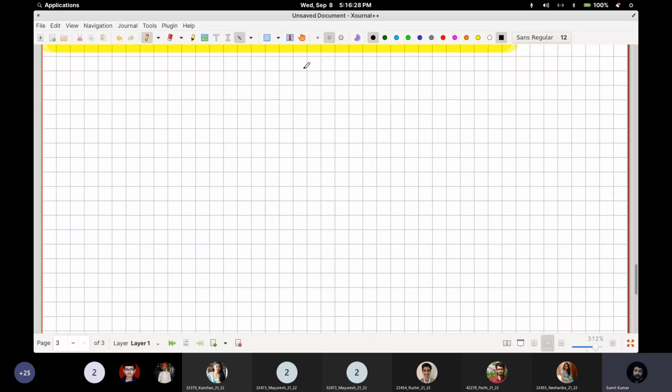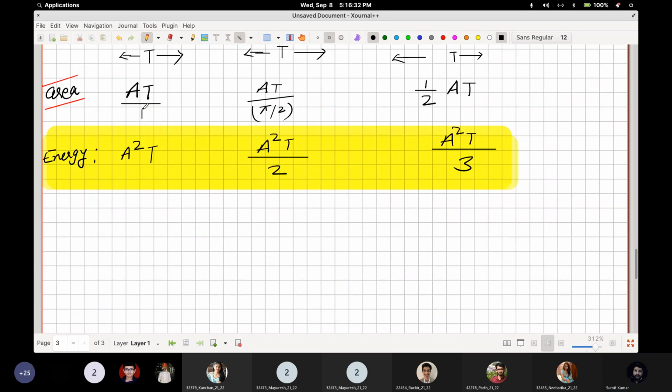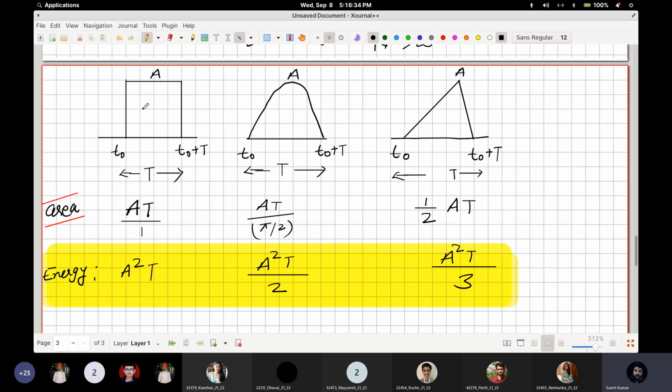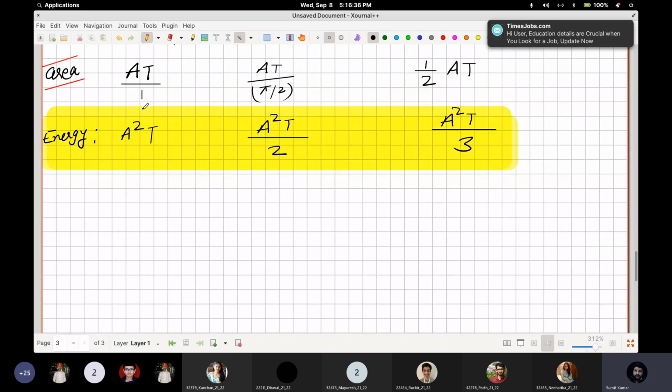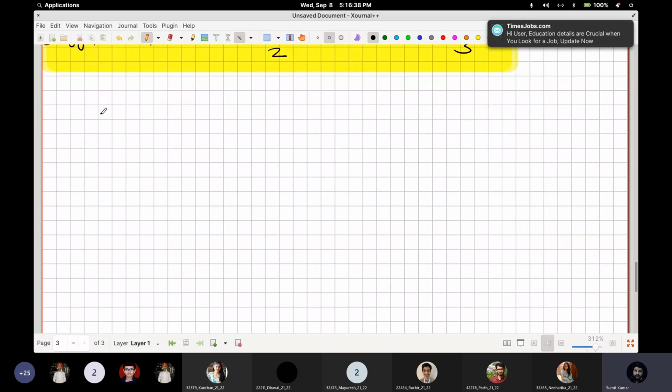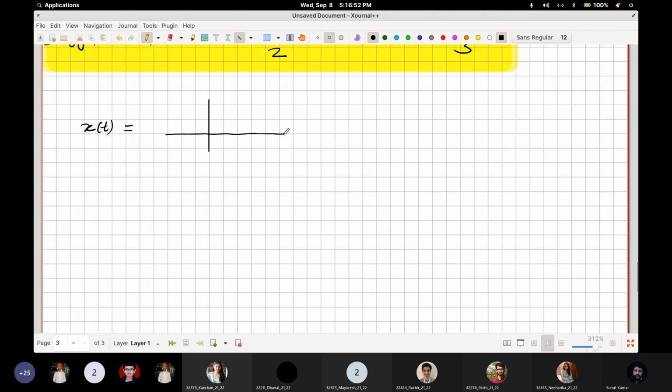Let's take this signal for example. I'm going to define a signal x of t. I haven't discussed many things, but it's okay. Let me define a signal x of t, and I will be drawing its waveform. This is a signal which is like this.